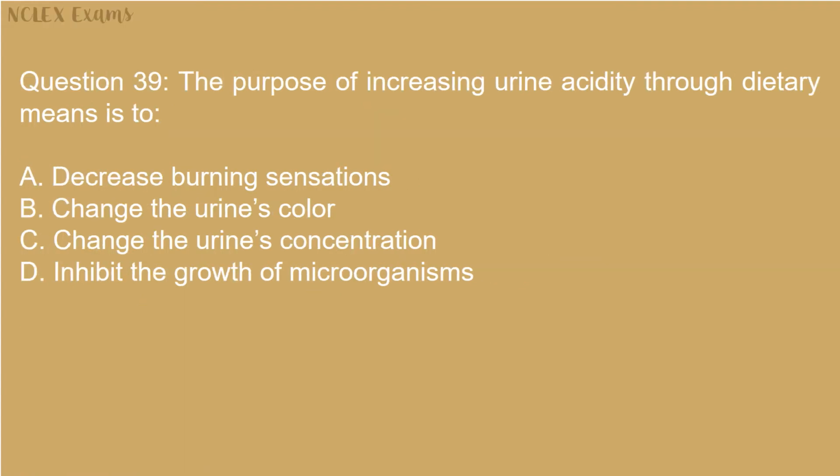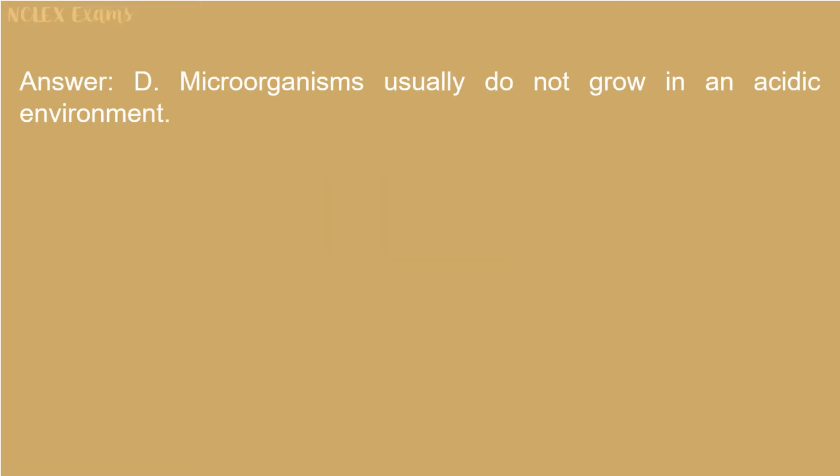Question 39. The purpose of increasing urine acidity through dietary means is to: A. Decrease burning sensations. B. Change the urine's color. C. Change the urine's concentration. D. Inhibit the growth of microorganisms. Answer: D. Microorganisms usually do not grow in an acidic environment.